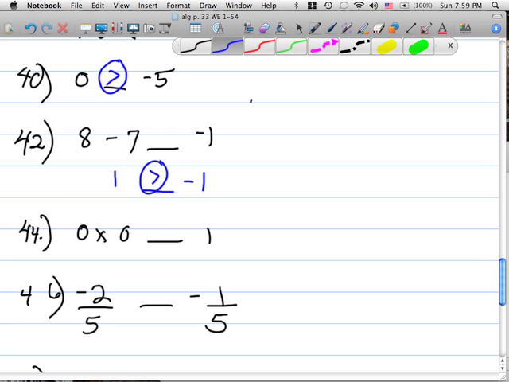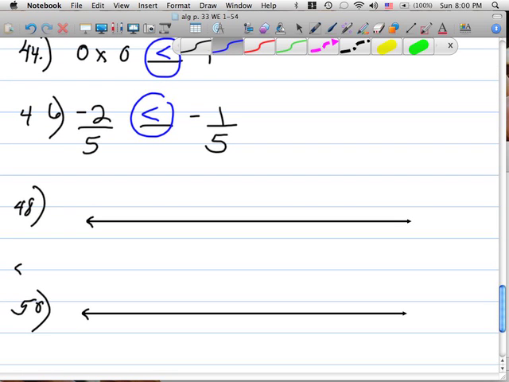44, 0 times 0 is 0. 0 lies to the left of 1. 46, negative 2/5 is what to negative 1/5? Well, negative 2/5 is 2/5 to the left of 0, whereas negative 1/5 is only one space to the left. So this is further to the left, so it's less than.